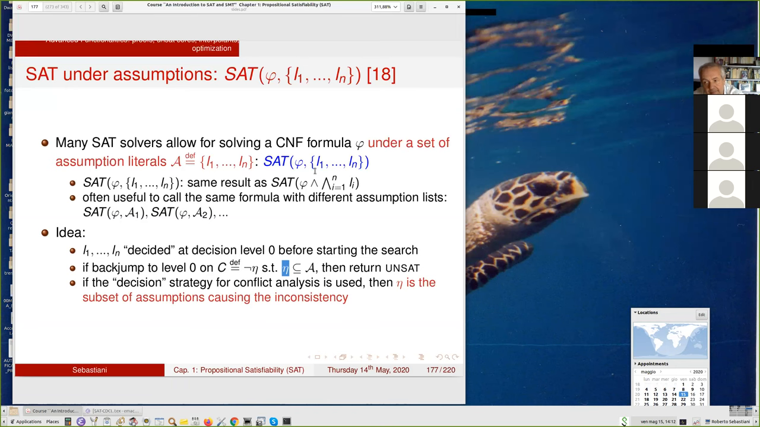Are we there? So this trick, based on the idea of standard back jumping and conflict analysis, allows you to tell, among many, many distinct assumptions, which ones cause you the inconsistency.